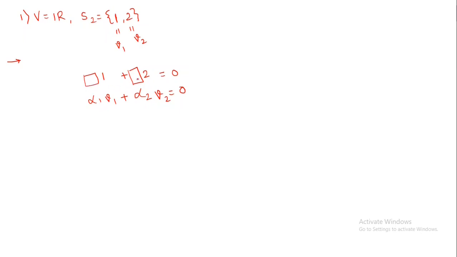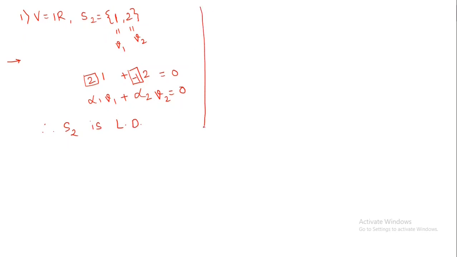So are we able to find alpha 1 and alpha 2 not both 0? Not both 0 means at least one should be non-zero. My guess is, if I take alpha 1 to be 2 and alpha 2 to be minus 1, you can see that I am getting 0. It means I have found alpha 1 and alpha 2 not both 0 such that alpha 1 V1 plus alpha 2 V2 is equal to 0. Therefore our S2 is linearly dependent in this case.